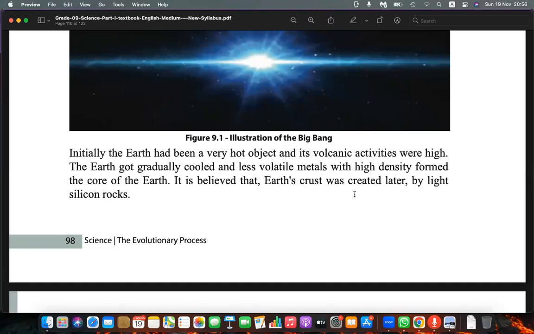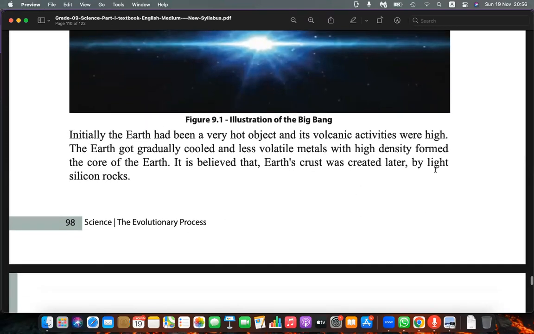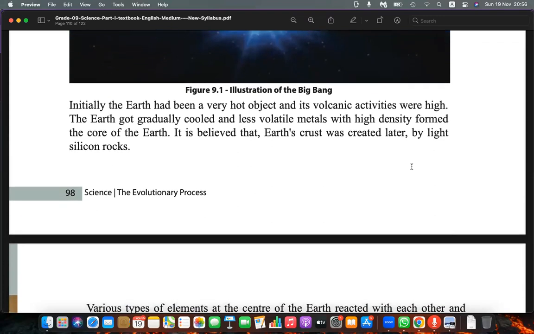And then the Earth's crust was created by light silicon rocks. They believe that the Earth's crust was created by light silicon. We have discussed this Earth crust in our previous grade, how the Earth is, and the magma, the Earth crust, and what is inside. Likewise, we have discussed that, and there are projects and researchers working on the same topic, and people try to discover how the Earth began by digging holes into the Earth.